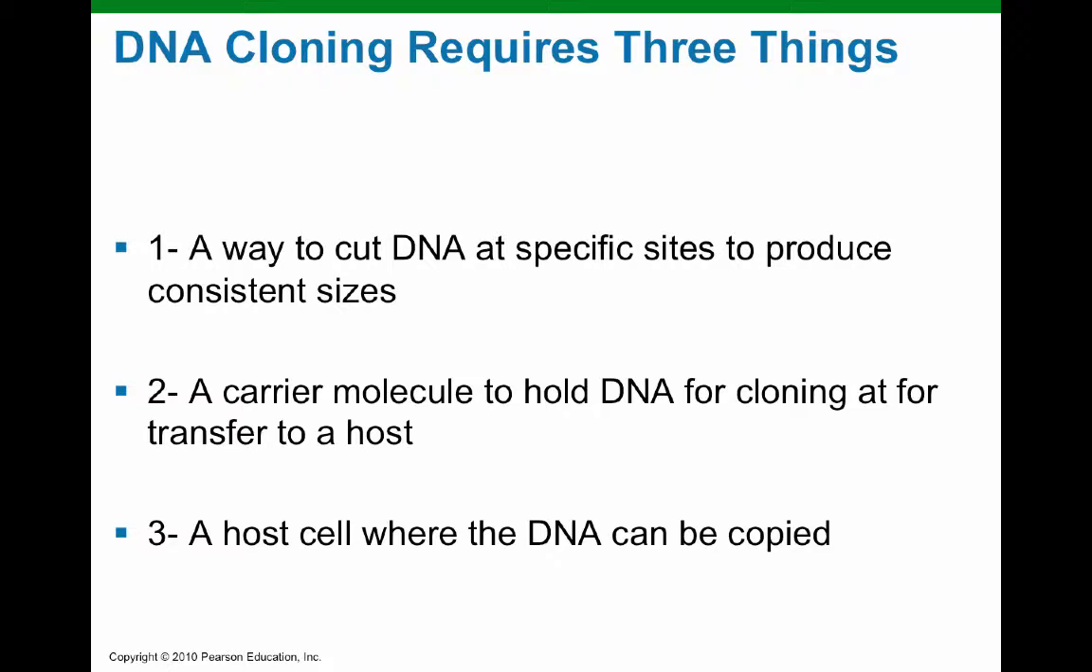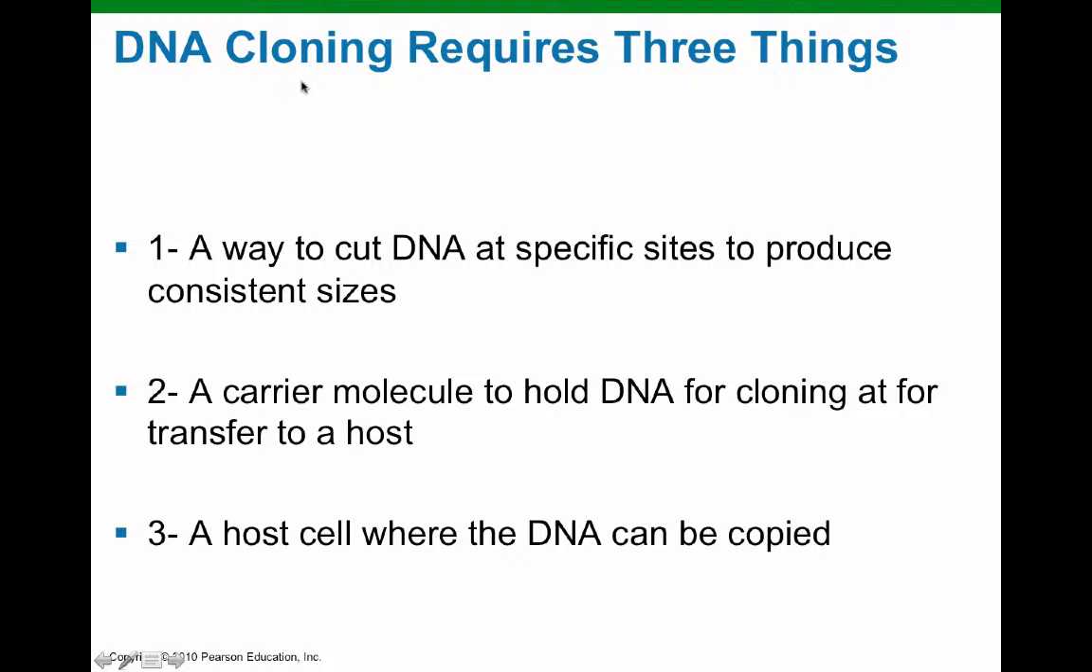So let's say that we wanted the bacterium to crank out a lot of insulin. We could actually take a gene sequence that coded for that product, and we could clone it into a bacterial cell, and we would clone it into the bacterial plasmid.